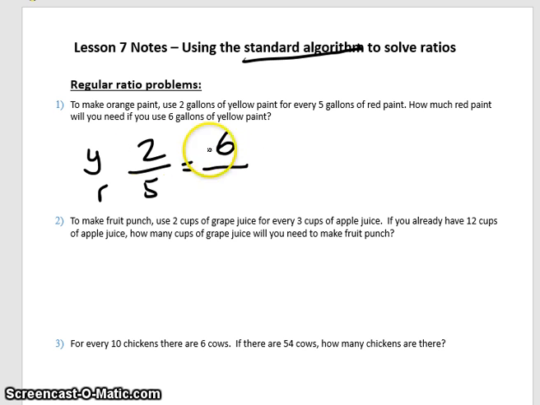So look at the two numbers across from each other. I always start with the smaller one. What do you multiply by 2 to get to 6? Well, you multiply times 3. So guess what you multiply down here by? Yes, you're correct if you said 3 and you got 15.